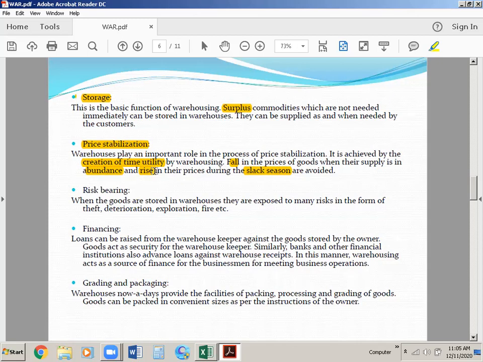Next we have the risk bearing. Okay, when the goods are stored in the warehouse, they are exposed to many risks in the form of theft, deterioration, exploration, fire, heavy rains.